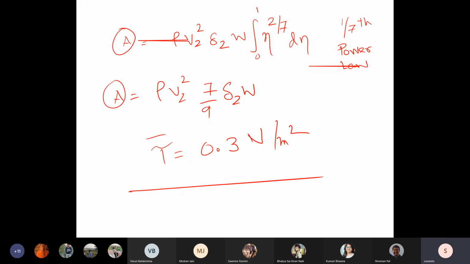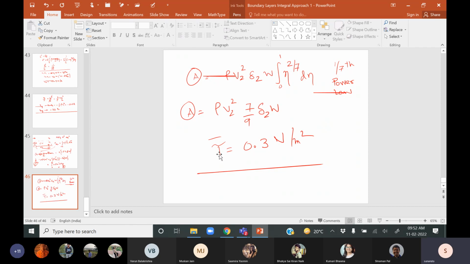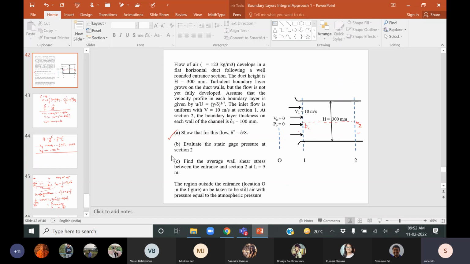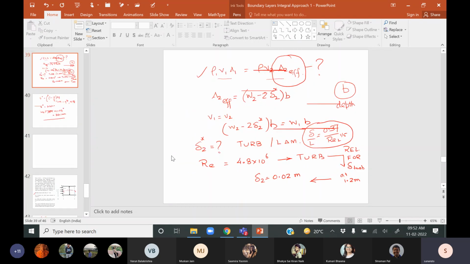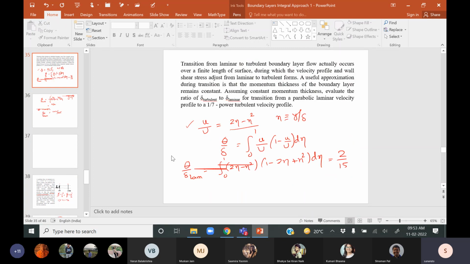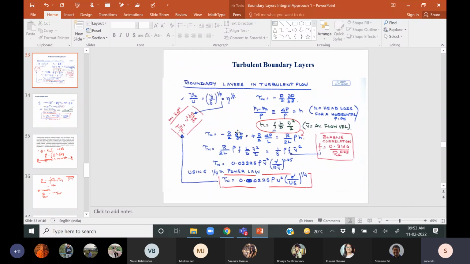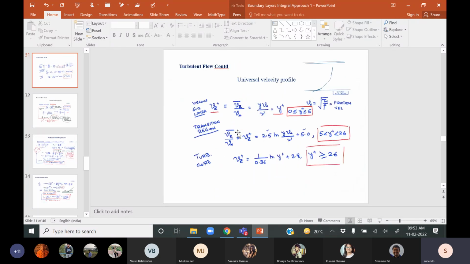So another use of the momentum integral equation tells us how to solve this kind of problem. I have solved a number of problems to clarify the concept of laminar to turbulent boundary layer transition, how to handle turbulent boundary layers, what the universal velocity profile is, and what other velocity profiles we may have. But if you look at it carefully, it's not universal at all.